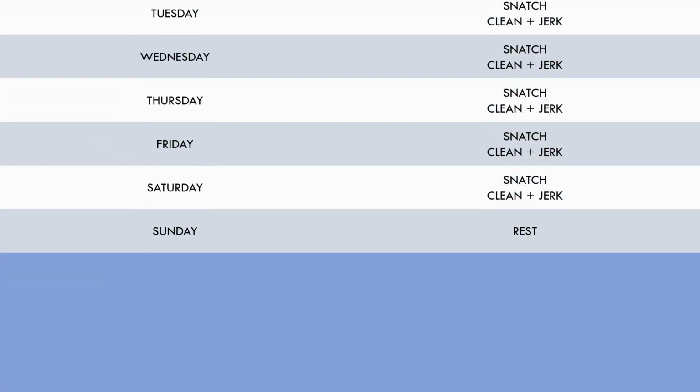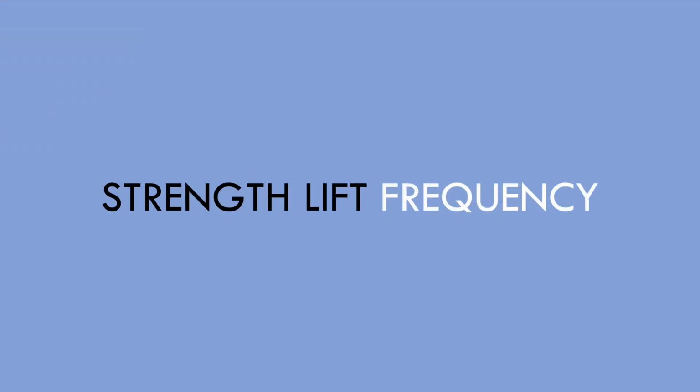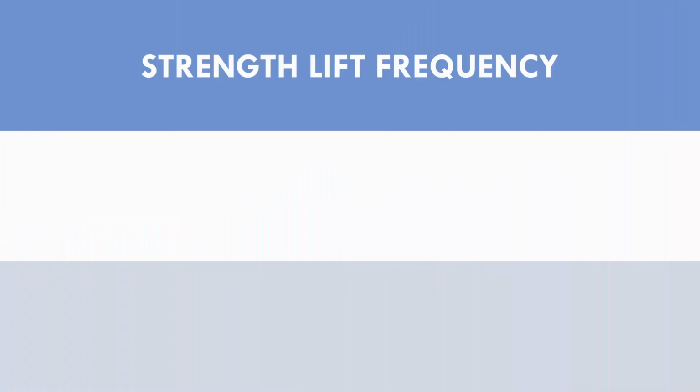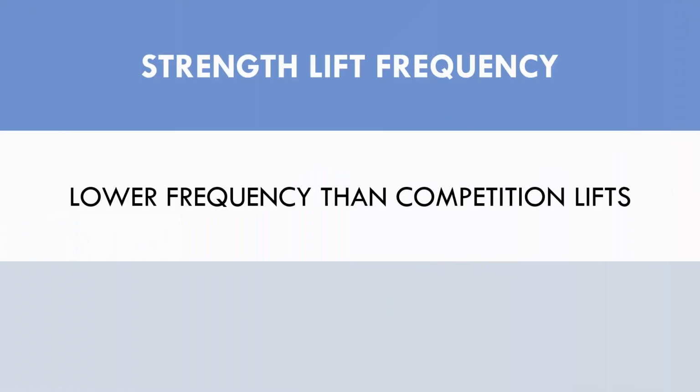Next, we need to establish the frequency of strength training for weightlifting. Strength training is not as technical as the competition lifts and induces more fatigue than the competition lifts, since the loads used are heavier. Therefore, the frequency of strength training doesn't need to be as high as the competition lifts. A general recommendation would be to perform a squat variation 2 to 3 times per week and a pull variation 2 to 3 times per week.